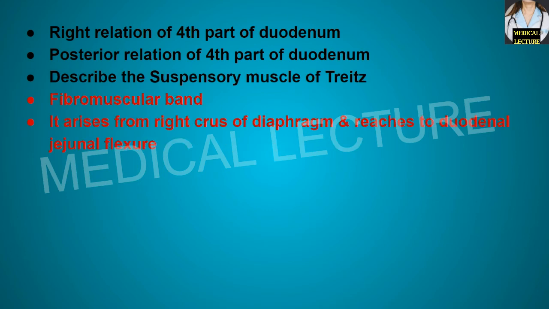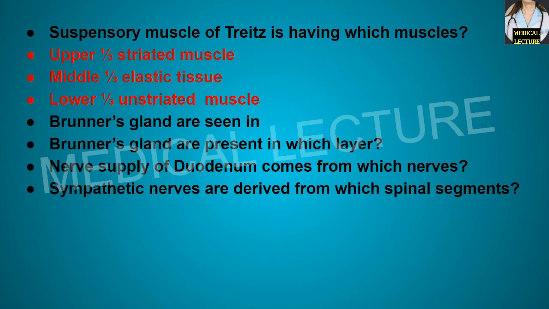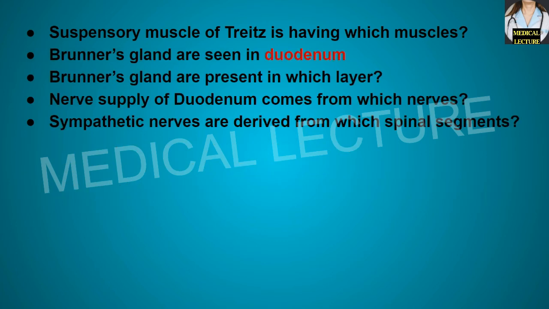Now describe the suspensory muscle of Treitz. Suspensory muscle of Treitz is actually a fibromuscular band and it arises from the right crus of diaphragm and reaches to the duodenojejunal flexure. Suspensory muscle of Treitz is having which muscles? So its upper one-third is striated muscle, middle one-third is the elastic tissue and the lower one-third is the unstriated muscle.